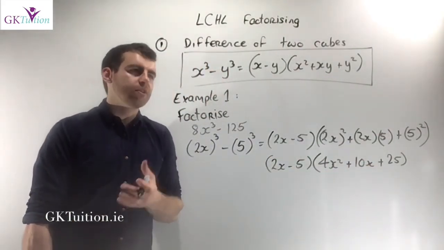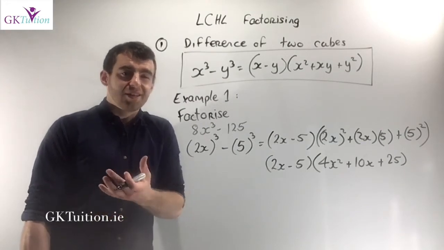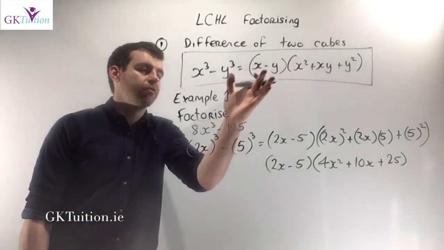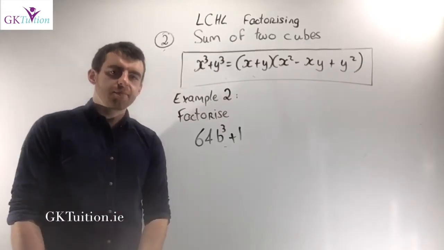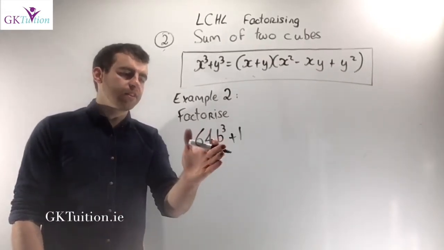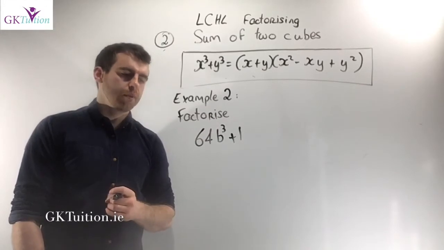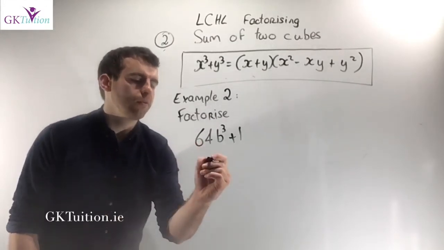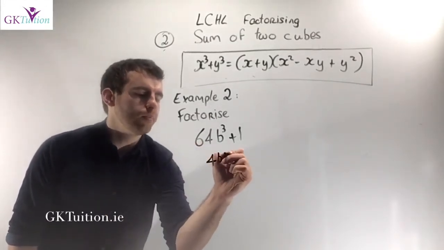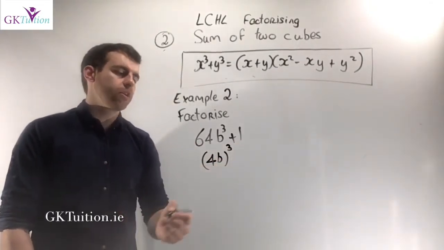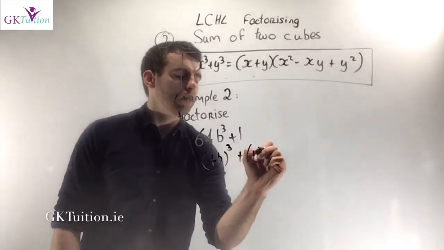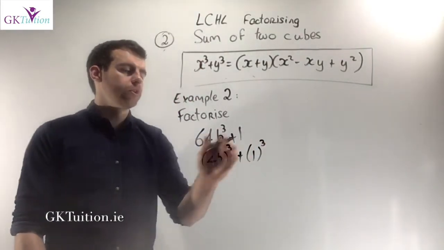Let's have a look now at the sum of two cubes. It's essentially the exact same thing, it's just we swap the first two signs of our formula around. Now let's imagine we were asked to factorise 64b cubed plus 1. The cube root of 64 is 4. So 64b cubed can be rewritten as 4b all to be cubed. And the cube root of 1 is just 1. So 1 can be rewritten as 1 cubed.